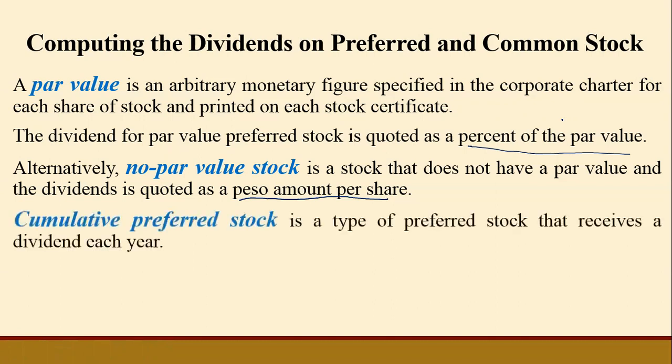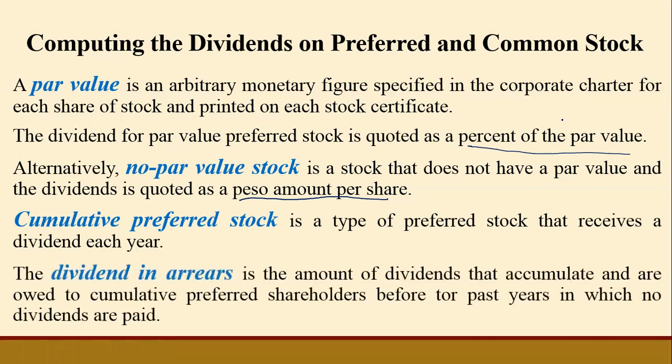So, cumulative preferred stock is a type of preferred stock that receives a dividend each year. And we have the dividend in arrears, which is the amount of dividends that accumulate and are owed to cumulative preferred shareholders for past years in which no dividends are paid.